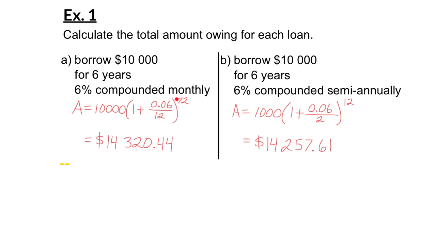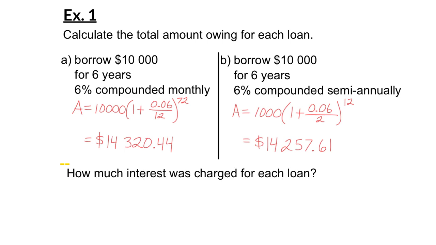N is 72 in the first instance because 12 times a year for 6 years, 12 times 6 is 72. And for the next one, semi-annually is twice a year for 6 years. That's 12 times total. So if you plug those into your calculator, that's the answer you get. So when you borrow $10,000, you're either paying this much or this much, depending on how much compounding is happening.